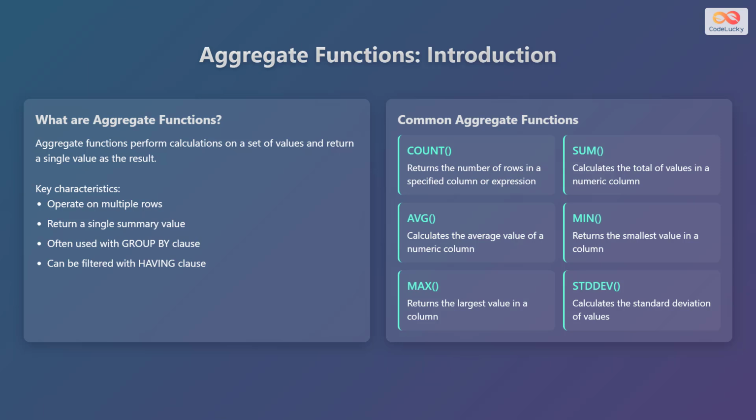Some common aggregate functions include COUNT, which returns the number of rows in a specified column or expression. SUM calculates the total of values in a numeric column. AVG calculates the average value of a numeric column. MIN returns the smallest value in a column. MAX returns the largest value in a column. And STDDEV calculates the standard deviation of values.